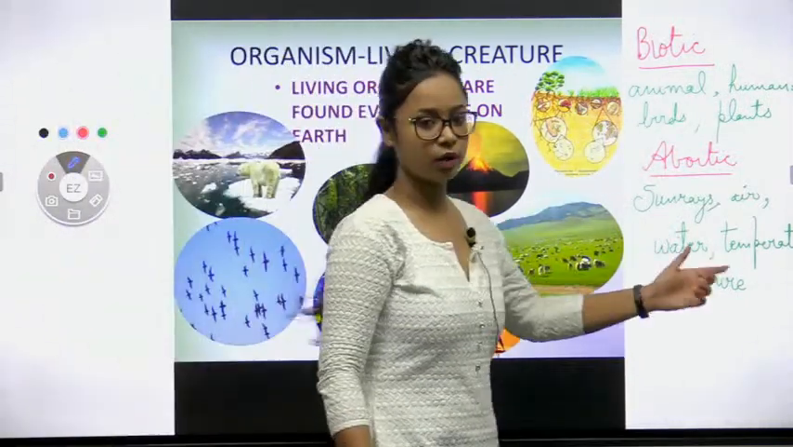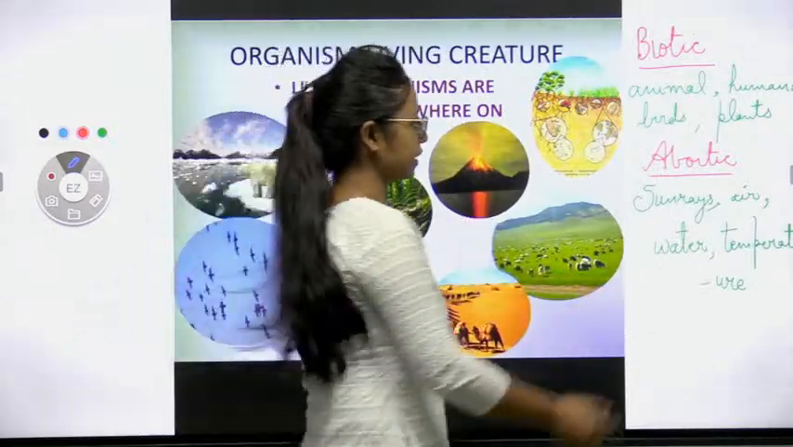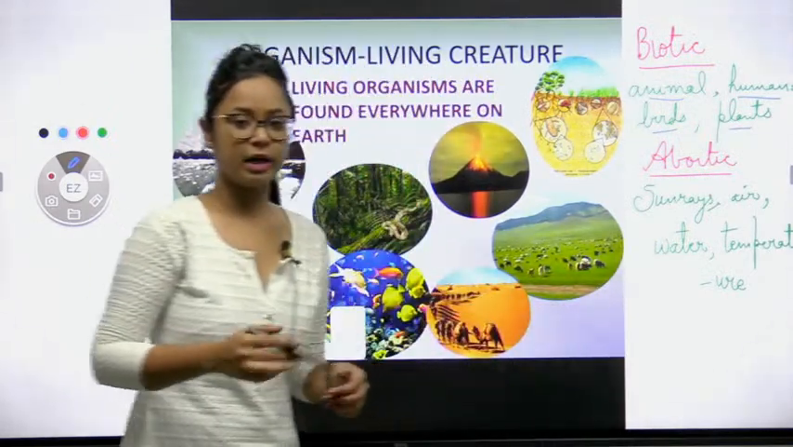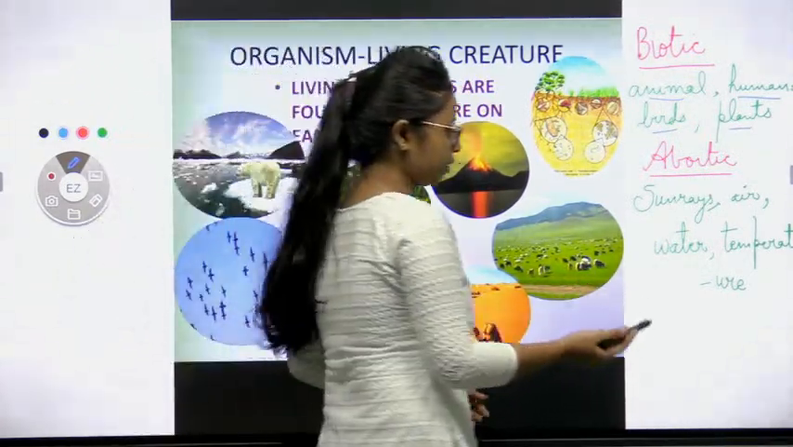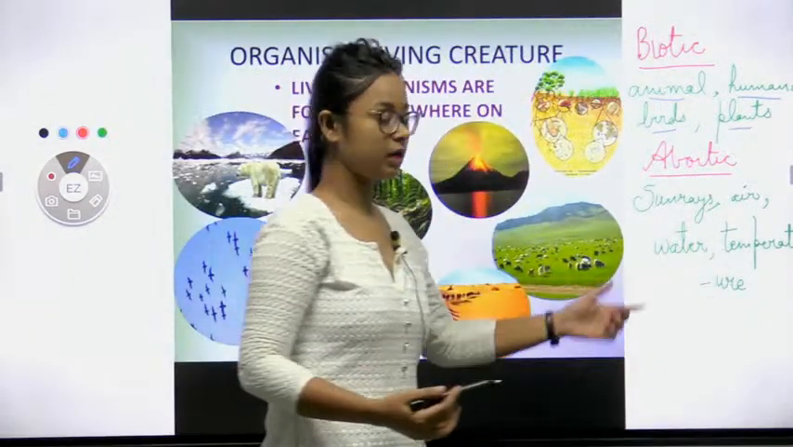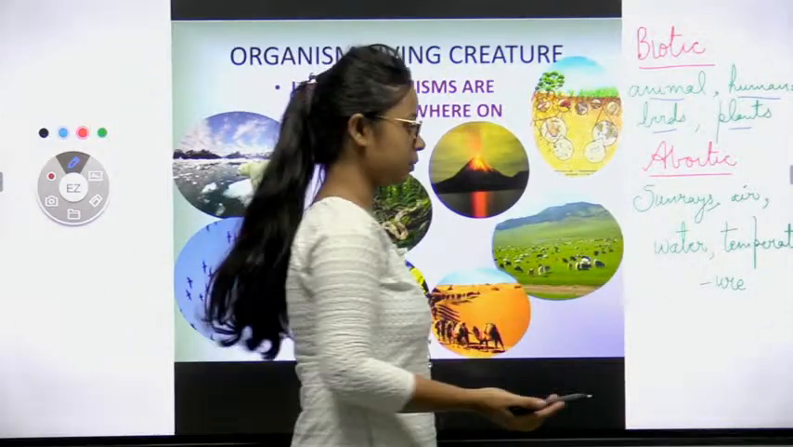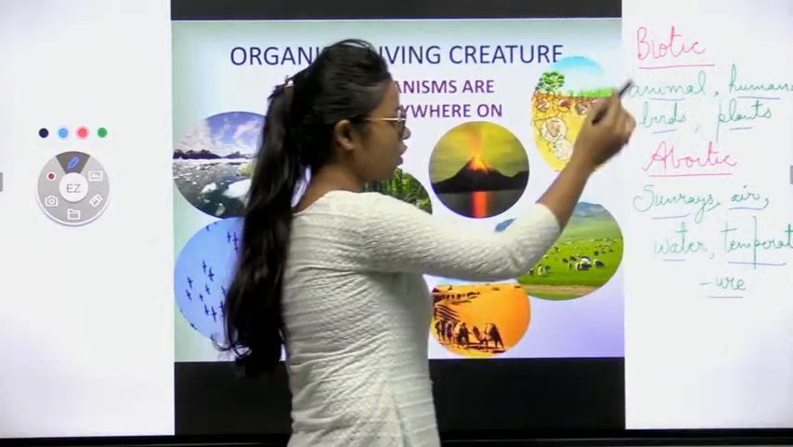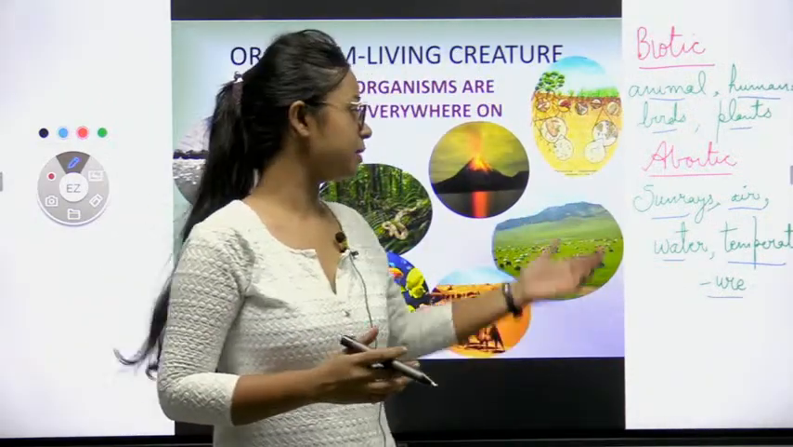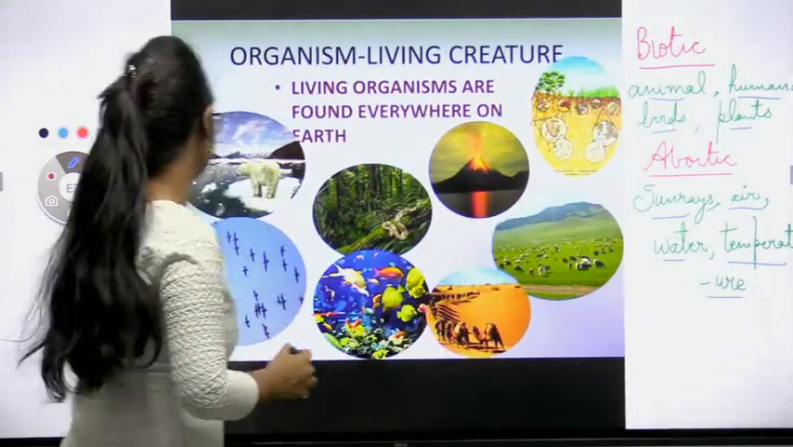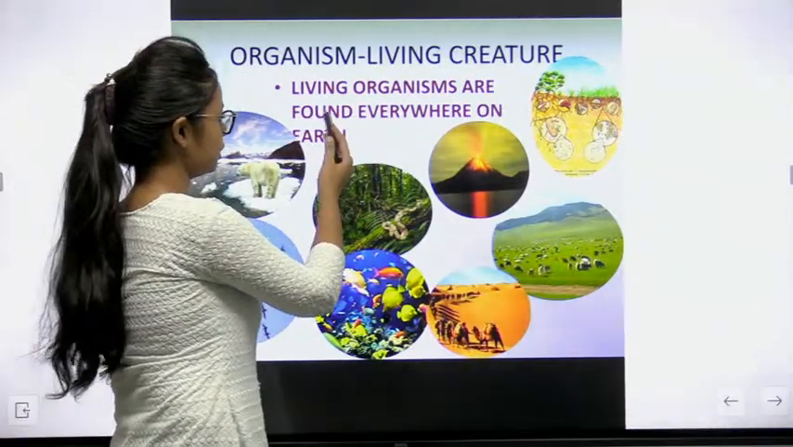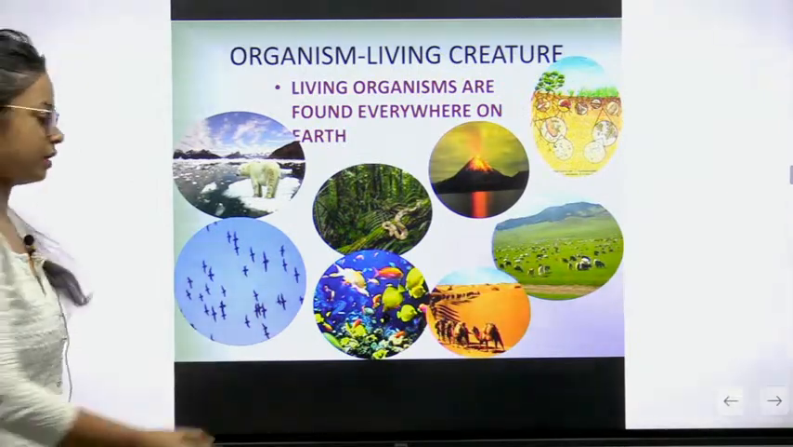They all are included in the environment and they all affect our life, like animals, humans, birds, plants. They are indirectly dependent on each other. And abiotic components are not living, but still we need them for survival. That is sunlight, air, water, temperature. So they all are a part of the environment. Why? Because they all are affecting our life. Clear?